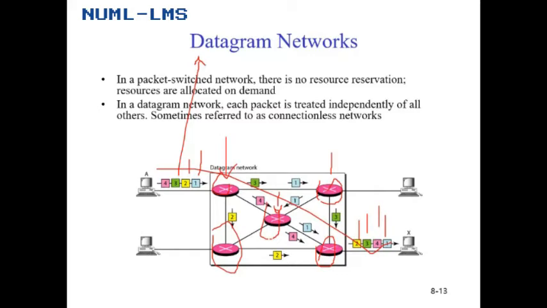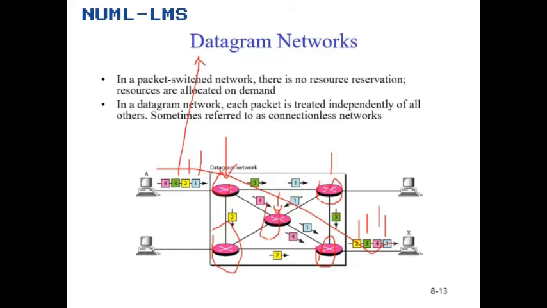The datagram networks are sometimes referred to as connectionless networks, so we are not making any connection over here. No connections being made. The packets arrive in the network and take any route to the destination. So this is called connectionless.